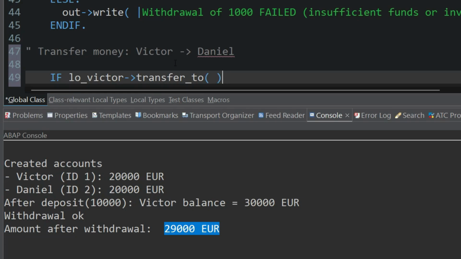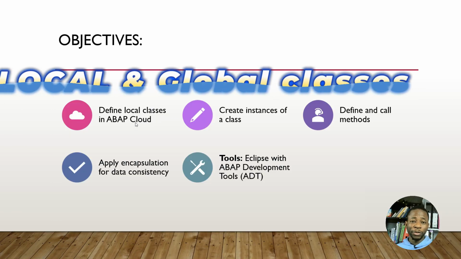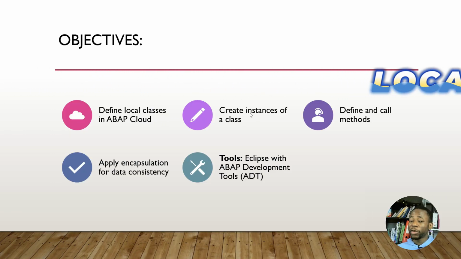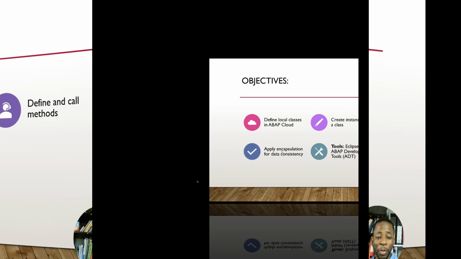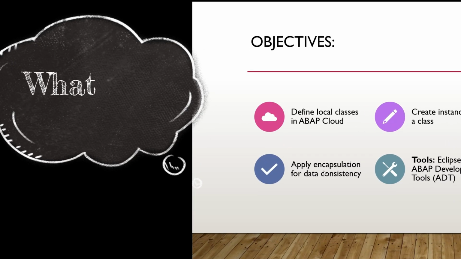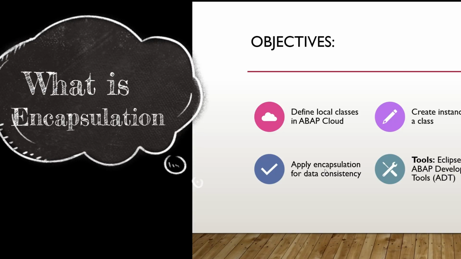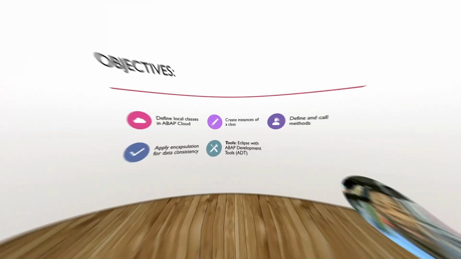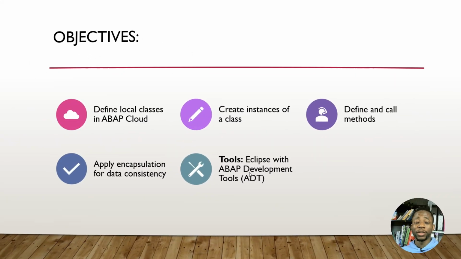And at the same time, while creating this project, we are going to be fulfilling the following objectives. We're going to be defining what a local class is in ABAP Cloud. You're going to learn how to create an instance of a class. You will also learn how to define and call methods. You will also apply encapsulation for data consistency. So this means that when we create an account or a balance, nobody should be able to mess with the account. And of course, we'll be using the tools Eclipse with ABAP development tools.